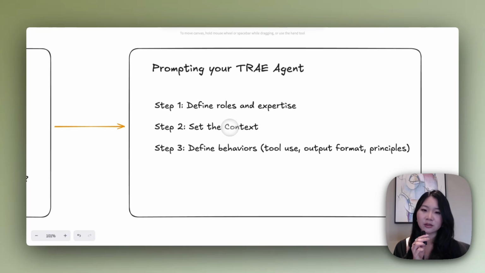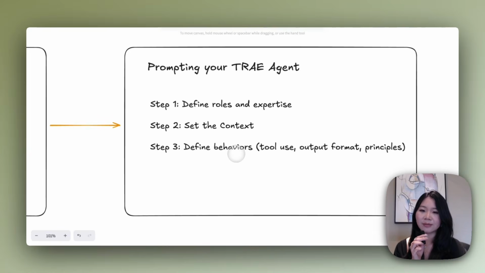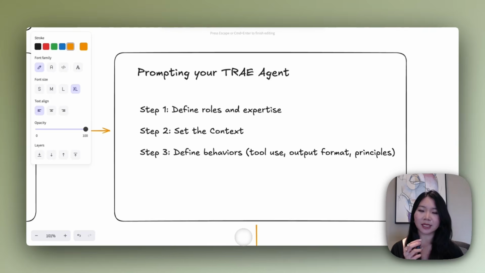Step 2 is to set the context, which is to tell your agent what it needs to know to better work with you. Step 3 is about defining behaviors for this agent. Behaviors typically include things like tool use, output format, and what kind of principles or rules this agent should follow. You can also leverage tools inside Trae like chat mode or the prompt optimizer to better prompt your agent. So let's take an example and see how we can take these steps to create our own agent.